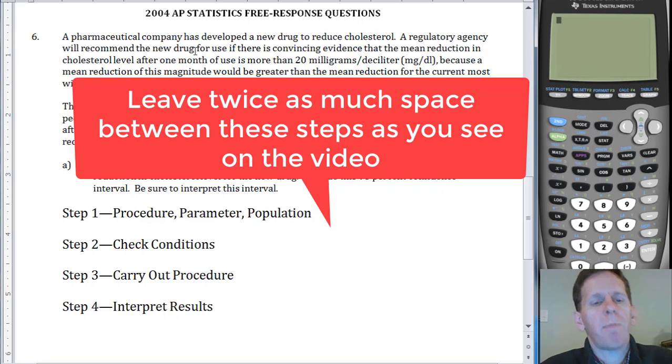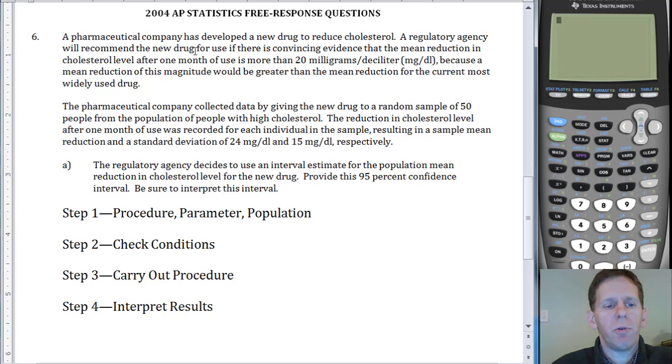As we read through this example, I'm going to highlight key phrases and key values that will eventually substitute into this long way answer to our problem. So let's start from the top. A pharmaceutical company has developed a new drug to reduce cholesterol. A regulatory agency will recommend the new drug for use if there is convincing evidence that the mean reduction in cholesterol level after 1 month of use is more than 20 milligrams per deciliter, because a mean reduction of this magnitude would be greater than the mean reduction for the current most widely used drug.